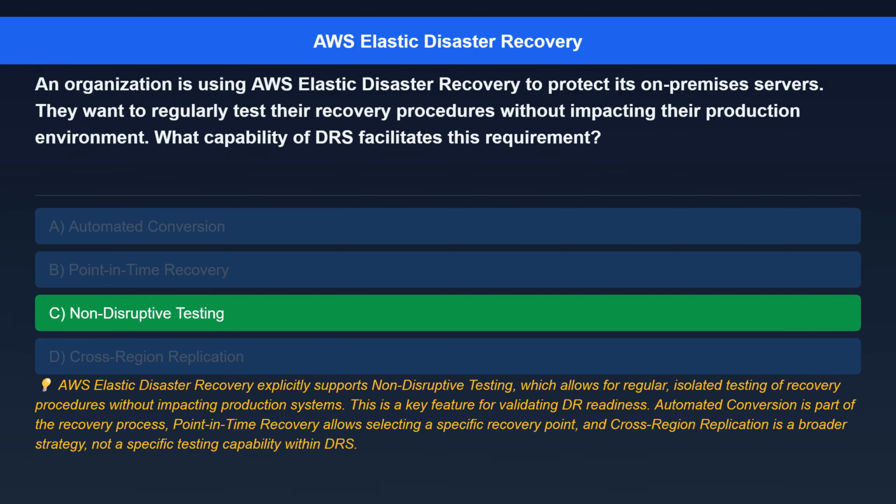The correct answer is non-disruptive testing. Here's the explanation. AWS Elastic Disaster Recovery explicitly supports non-disruptive testing, which allows for regular, isolated testing of recovery procedures without impacting production systems. This is a key feature for validating DR readiness. Automated conversion is part of the recovery process. Point-in-time recovery allows selecting a specific recovery point, and cross-region replication is a broader strategy, not a specific testing capability within DRS.